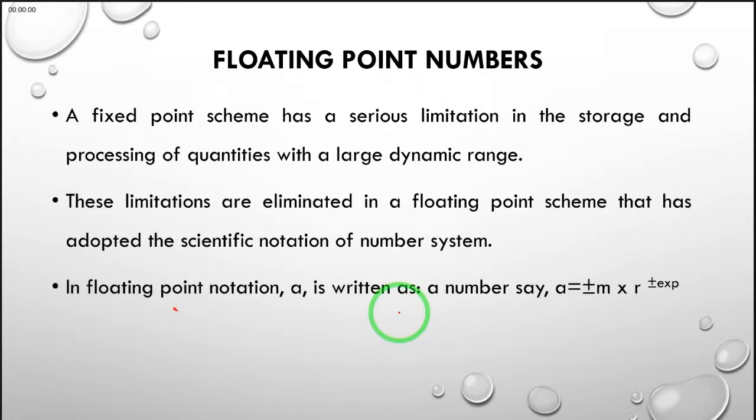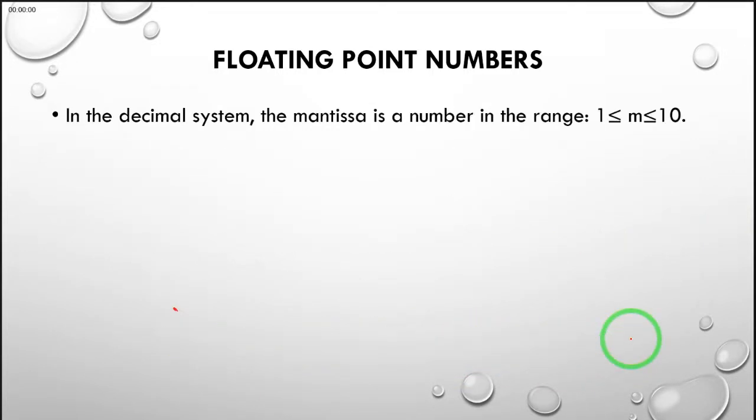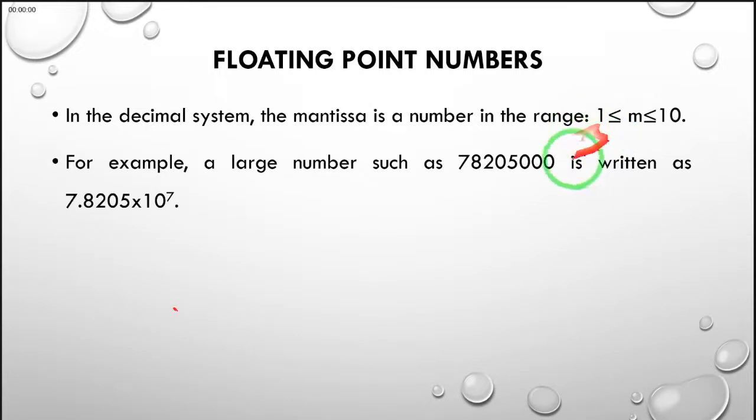So we normally have a number that is expressed as A, and this A can be expressed as plus or minus m times r to the power xp. Any number, whether very small or very big, will take this standard format. And we notice that m is referred to as the mantissa, r is the base, and xp is the exponent.